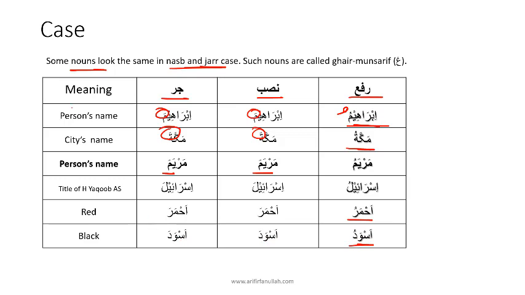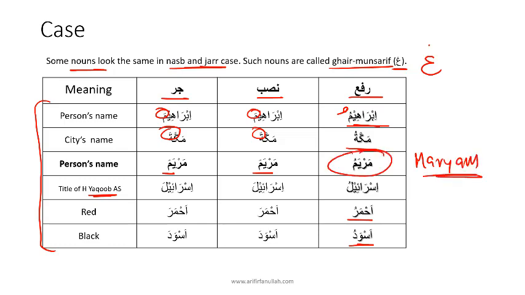I also want you to pause here and learn all these meanings. Israel is the title of Hazrat Yaqub, and the rest are fairly self-evident. These types of nouns officially are called ghair munsarif and denoted by this ghain. But if you want to remember this through an example, we can also call these the Maryam words, because Maryam is a classic example of nouns where the nasab and jar look the same.